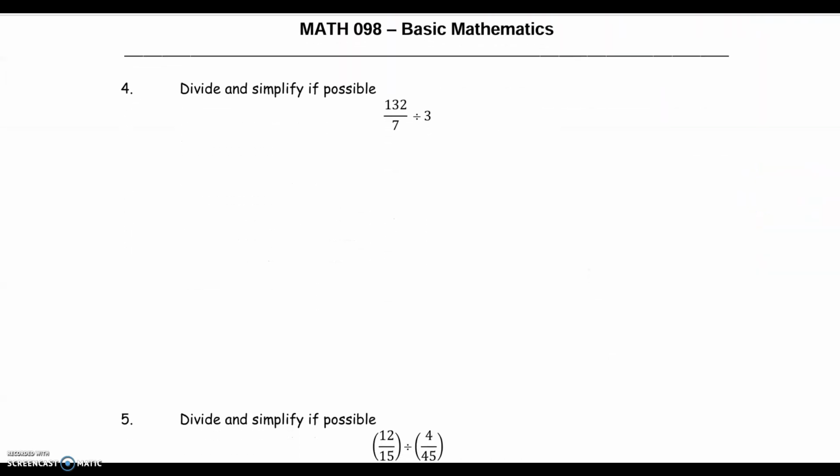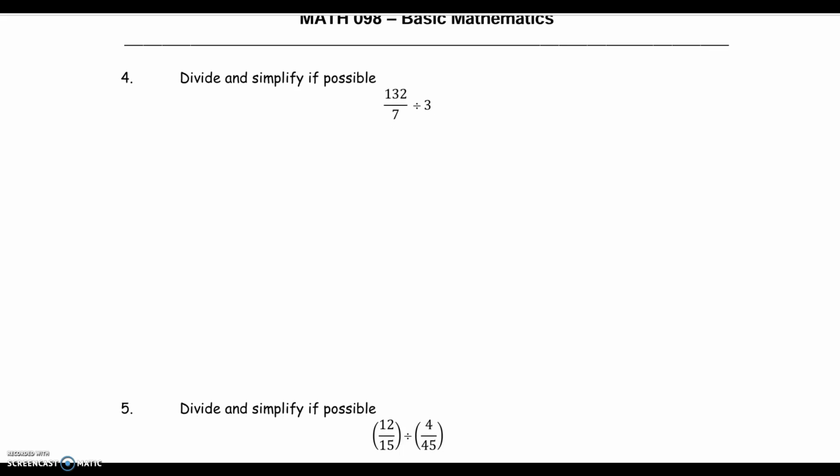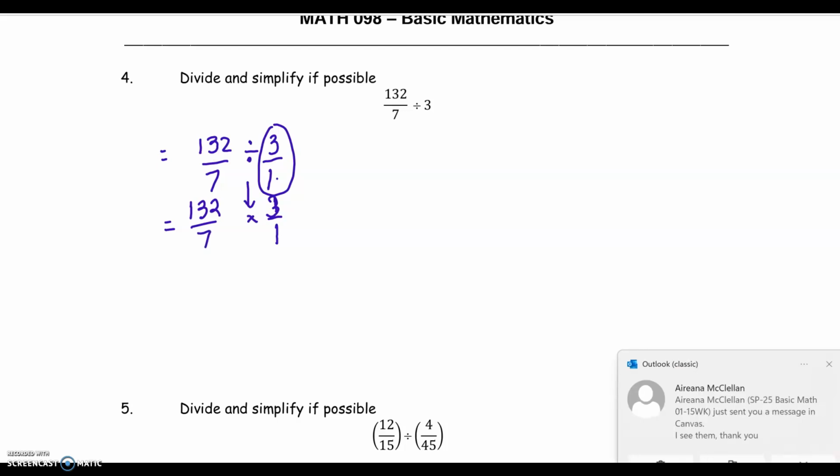Now let's look at this. 132 over 7 divided by 3. So let's write it. 132 over 7, and now we know it's a fraction. We have to do division of fractions, so we're going to write 3 as 3 over 1. What's my first step? Change division to multiplication and flip the fraction right next to it. So that becomes 3 over 1. 132 over 7 times 3 over 1.